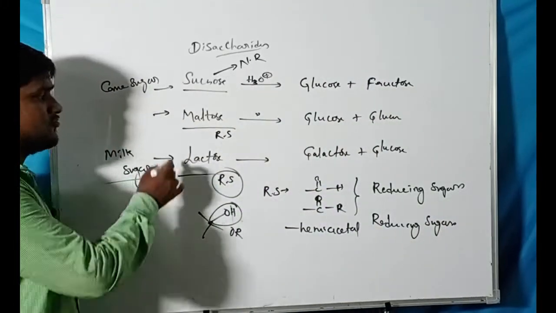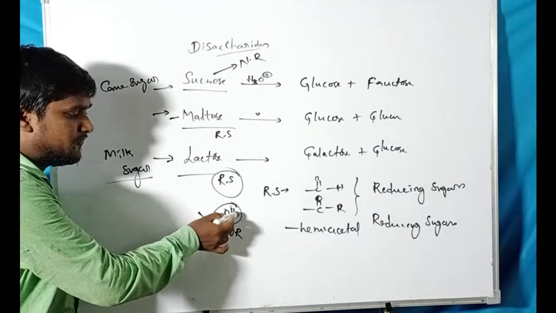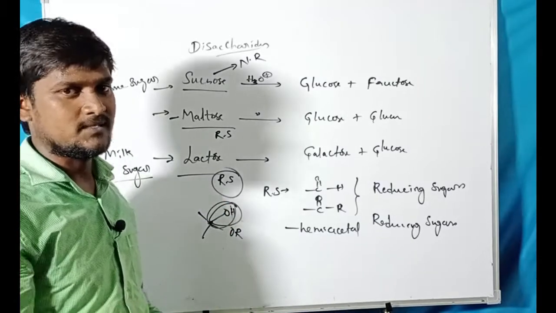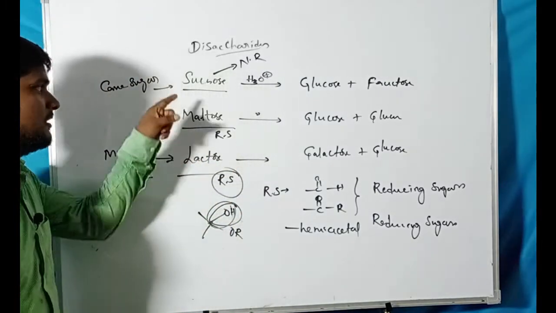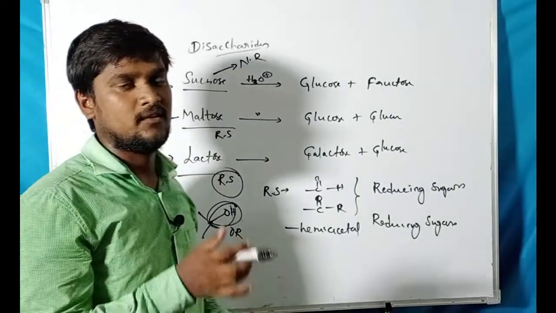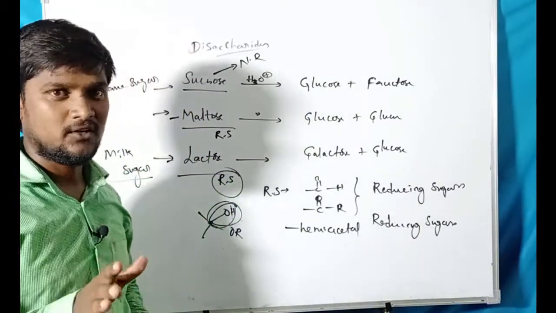In these two cases, maltose and lactose, the free hemiacetal OH group is present. That's why these two are the reducing sugars. In the case of sucrose, it is not present. That's why it is a non-reducing sugar. Are you clear about that?